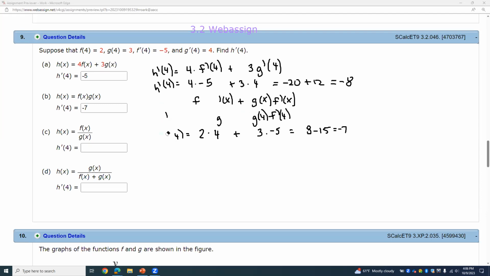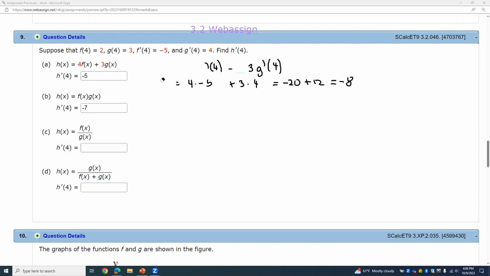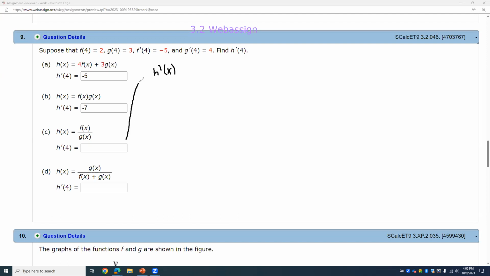Is f of x divided by g of x. So now we're talking about the quotient rule, right? Does that hopefully make sense? So the quotient rule is a little bit of a doozy. It is, I'm not gonna lie. It's a lot of pieces, okay? So if h of x is f of x divided by g of x, and we want to find the derivative now for part C, this is the same thing.